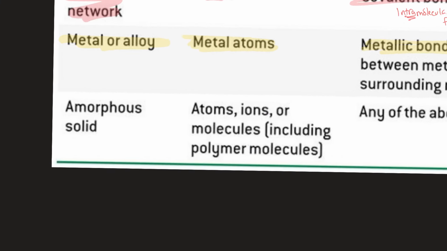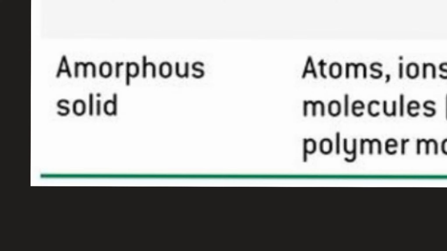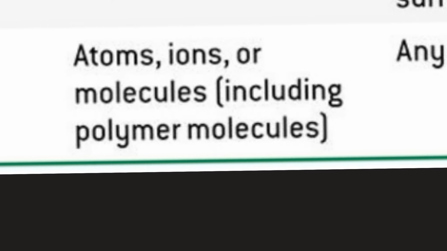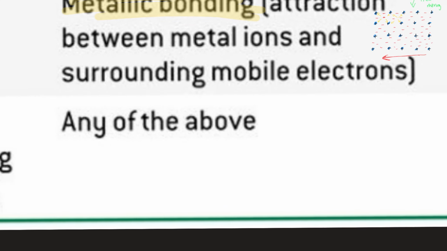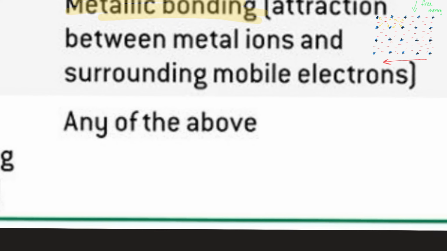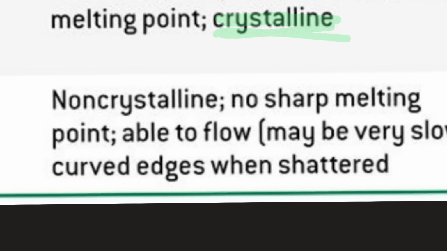Now, last but not least, we have amorphous solids. Amorphous solids could be made up of atoms, ions, or molecules. It really depends, right? And it could be any type of interparticle forces within amorphous solids. Now, what does an amorphous solid look like? What are some of its properties? Well, it's non-crystalline. That means the atoms or molecules that make it up are not in any type of organized order or fashion, okay?